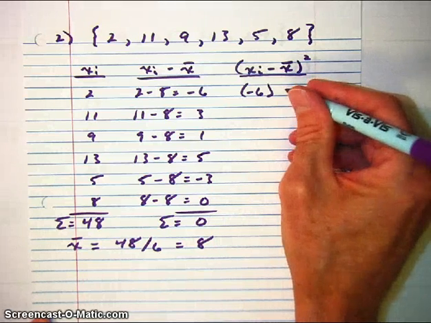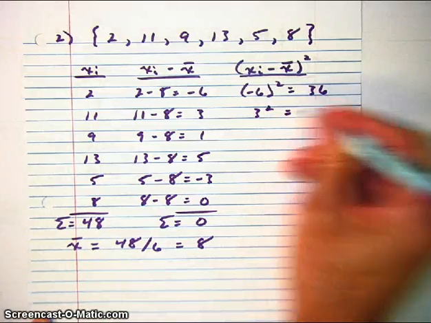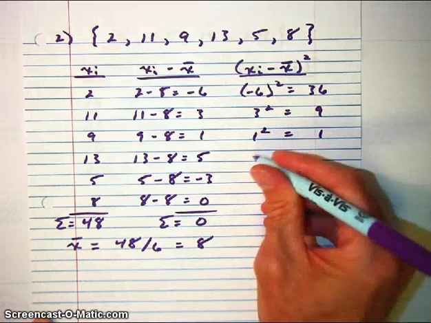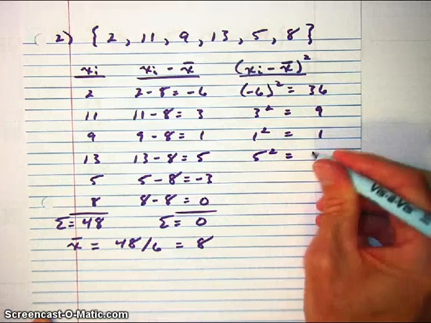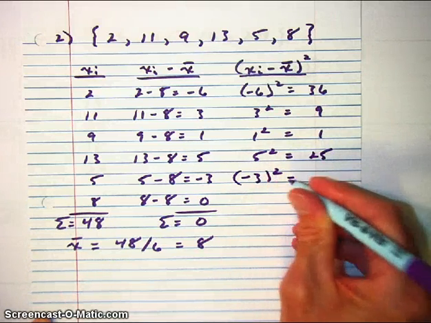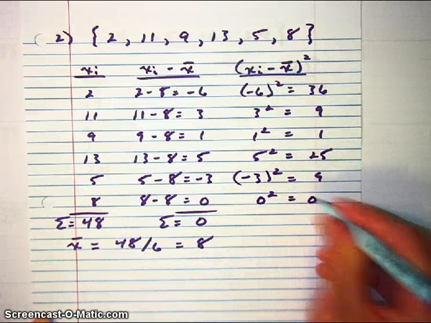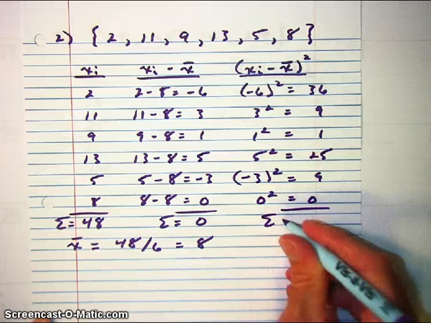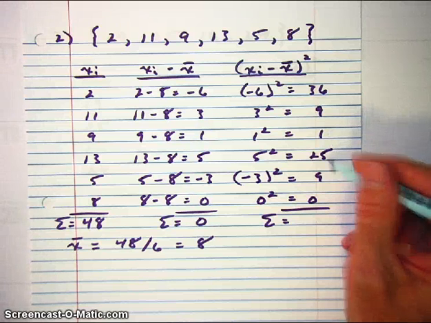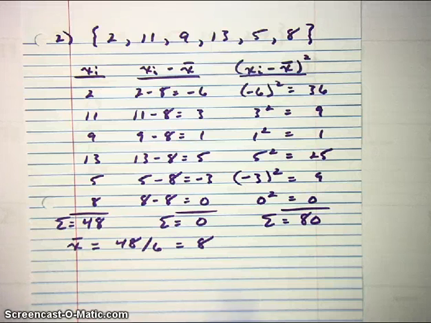Negative 6 squared is positive 36. 3 squared is 9. 1 squared is 1. 5 squared is 25. Negative 3 squared is 9. And 0 squared is 0. When we add these up, we get 36 plus 9 is 45, plus 1 is 46, that makes 71, plus 9 makes 80. So the sum of the squared deviations is 80.